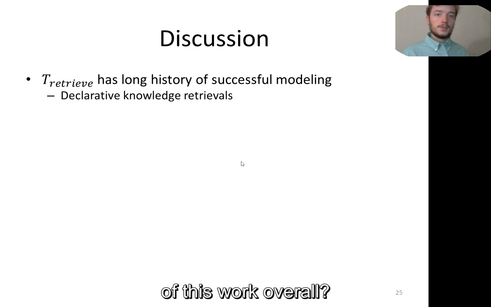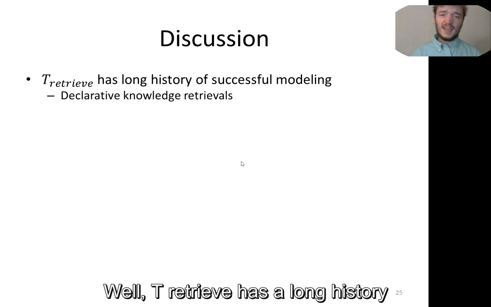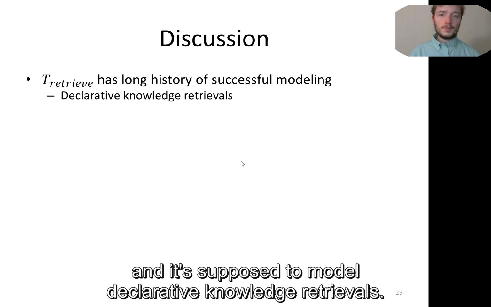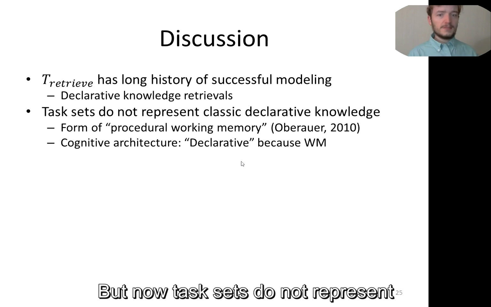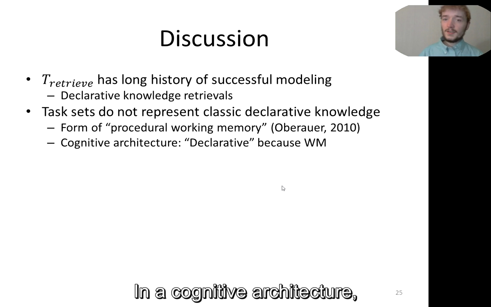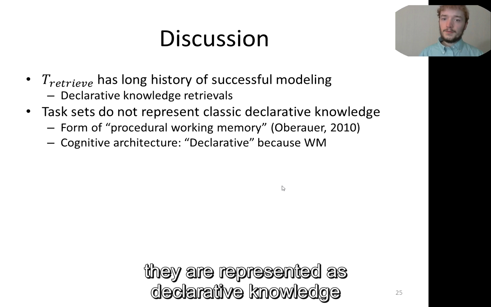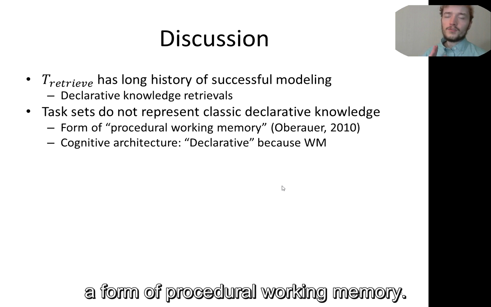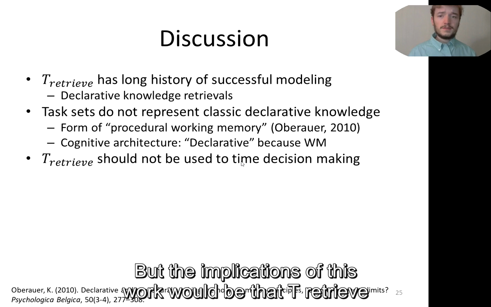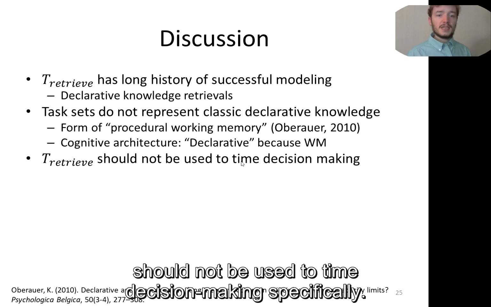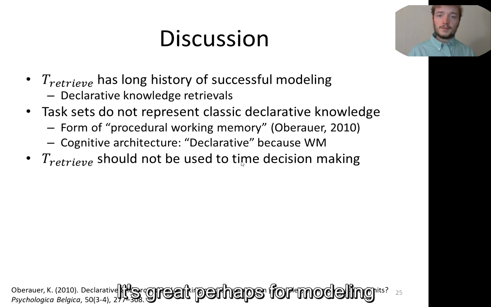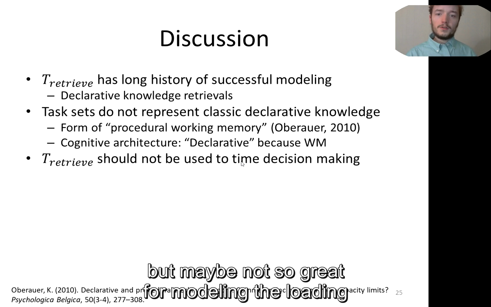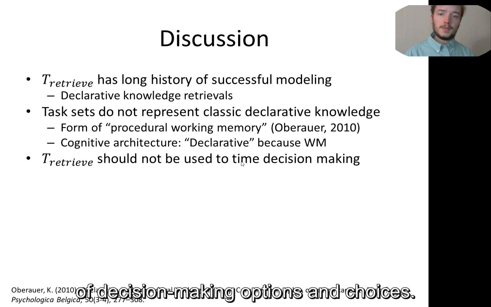So now, what are some of the implications of this work overall? Well, T-retrieve has a long history of successful modeling in cognitive architecture research, in ACT-R specifically, and it's supposed to model declarative knowledge retrievals. But now, task sets do not represent classic declarative knowledge. In a cognitive architecture, they are represented as declarative knowledge because they are in working memory, but task sets specifically have been called a form of procedural working memory. But the implications of this work would be that T-retrieve should not be used to time decision-making specifically. It's great, perhaps, for modeling declarative knowledge retrievals, more like facts about the world, like the sky is blue, but maybe not so great for modeling the loading of decision-making options and choices.